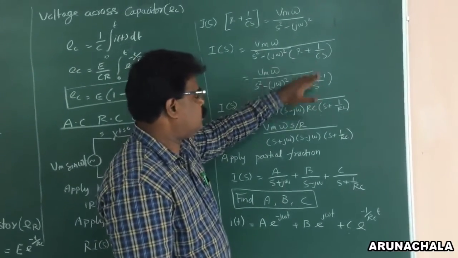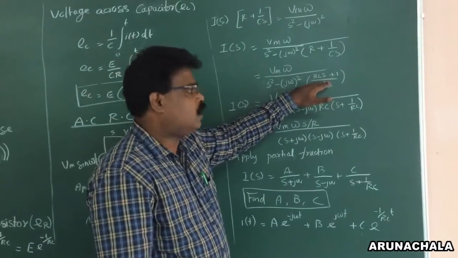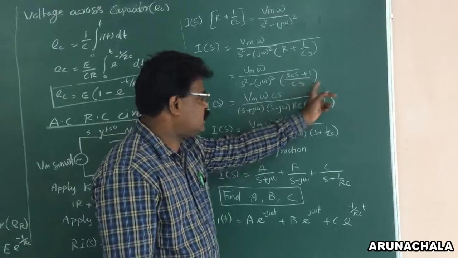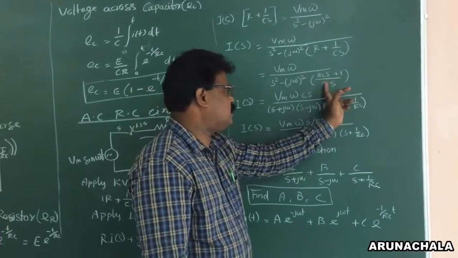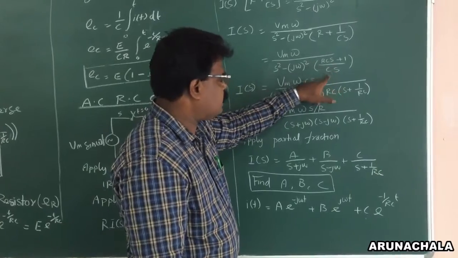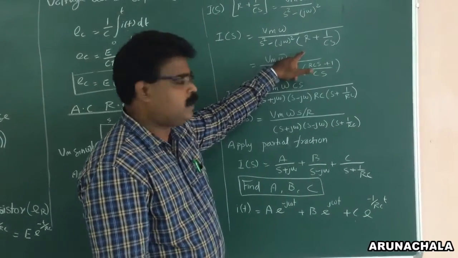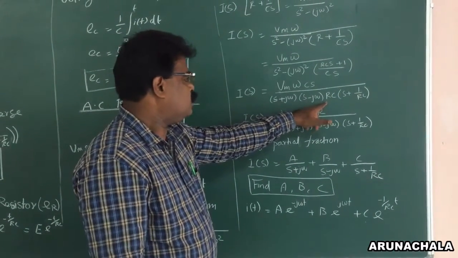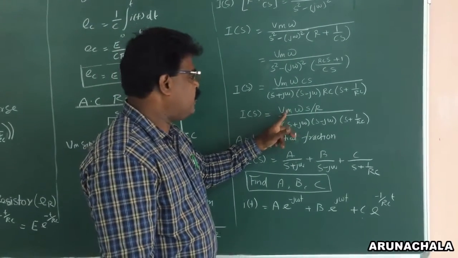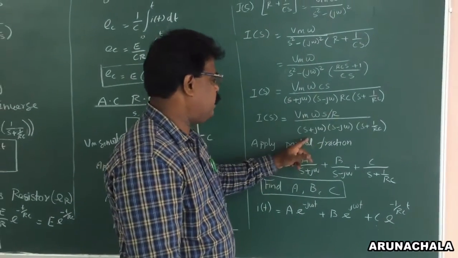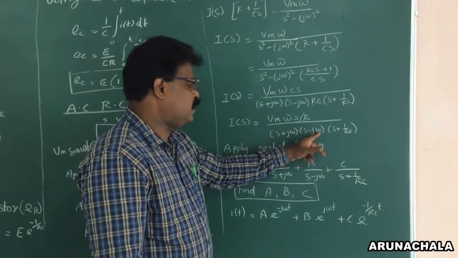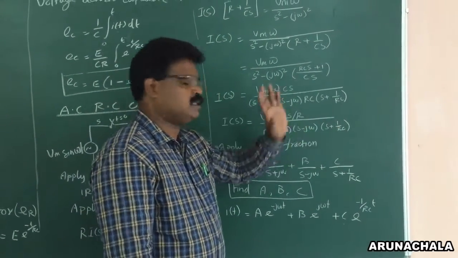Then in this term you take the LCM, because we need the s plus a form. For that you have to take the LCM for this term alone, not the whole. You take the LCM for this, then take RC outside. So this you take to the numerator, Cs you take to the numerator, then RC outside, so this C gets cancelled. Then finally I of s is equal to Vm omega s divided by R, divided by, applying a square minus b square, (s plus j omega)(s minus j omega) into (s plus 1 by RC).